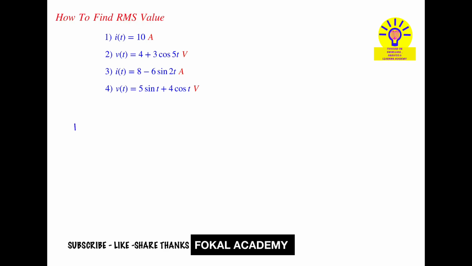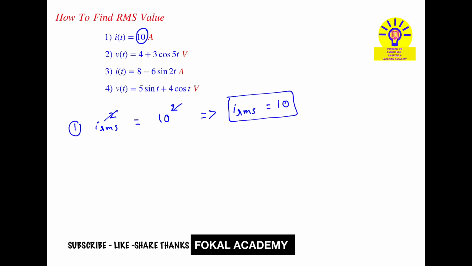So for the first problem, RMS square equals, here constant is there, constant square. Square will cancel. From this you get RMS equal to 10 only. There is no change. Now come to the second one. So for this we will get RMS voltage. This is RMS current.